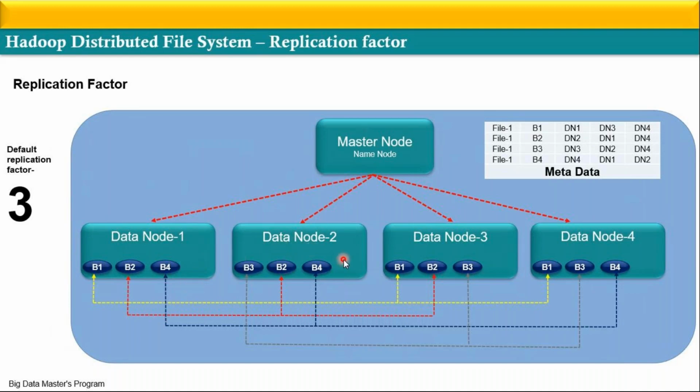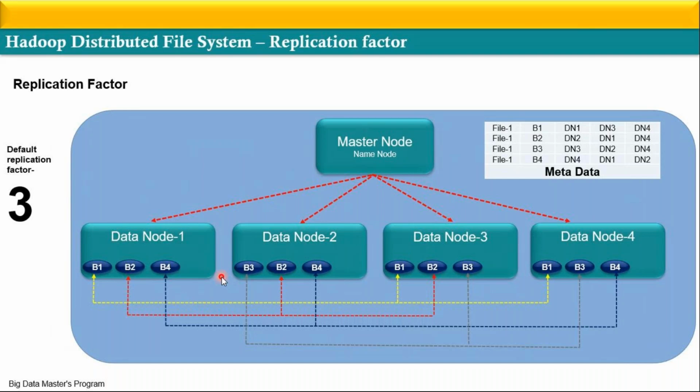It will try to check, say data node 2 is having B2. Okay, that is perfectly fine. We are able to get B2. And then B1, from where I need to get B1? So B1 can be obtained from data node 3. So B1 will be available. Then B4 is also available on data node 2. So each and every block will be available even if a particular data node is down.